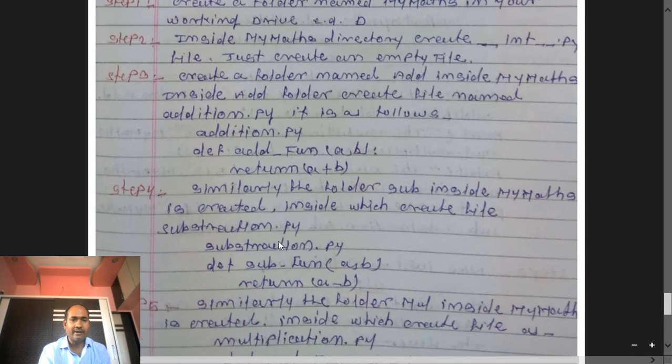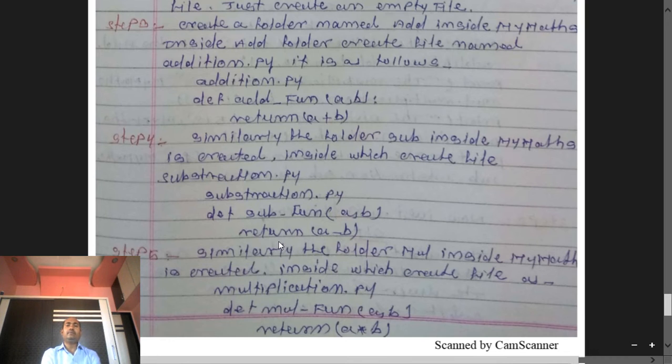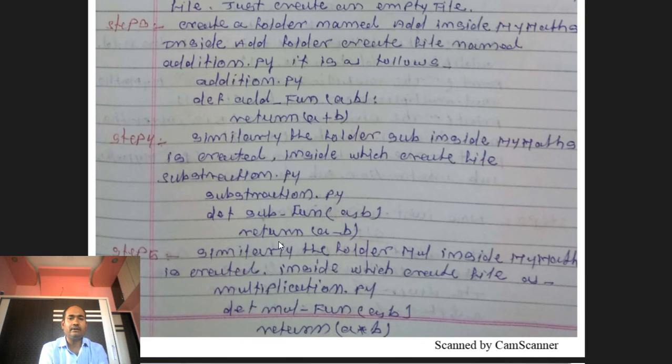Now in step 4, similarly the folder sub inside my math is created, inside which create the file subtraction.py. Likewise, we create another folder in my math whose name is sub, that is called a subfolder. In that subfolder we create a subtraction.py Python file.